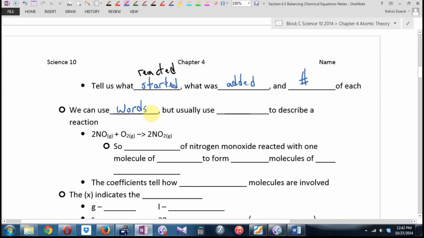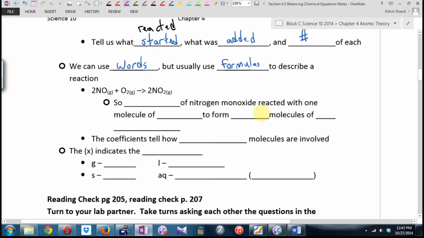We can use words. Words are very tough to follow. We're almost always going to use formulas and symbols. So here's an equation.